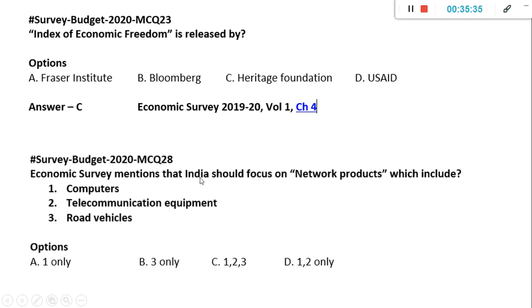Now, the economic survey mentions that India should focus on network products, which include what? If you have not read it, you'll think, maybe this is also network, this also network, but you will not know clearly. But if you have done the economic survey, you will know, because there's a big table, graph and all given. Actually, the answer is all: 1, 2, 3. All 3 are network products. So what are network products, and what is their relevance? In the explanation PDF, we'll see.